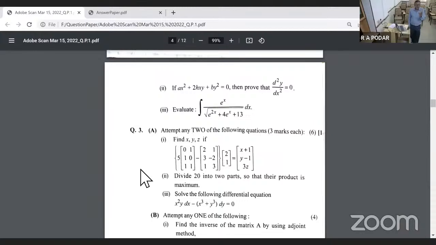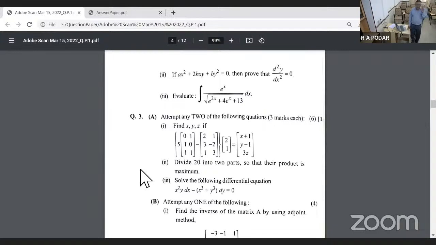So first is the scalar multiplication. So 5 into some matrix, then minus the second matrix. Then after taking the difference, you have to multiply that bracket with the next matrix, 2 1. That is the third matrix. So addition, subtraction and multiplication is required here, that you should know, and then you can compare with the right hand side. So all answers you will get.